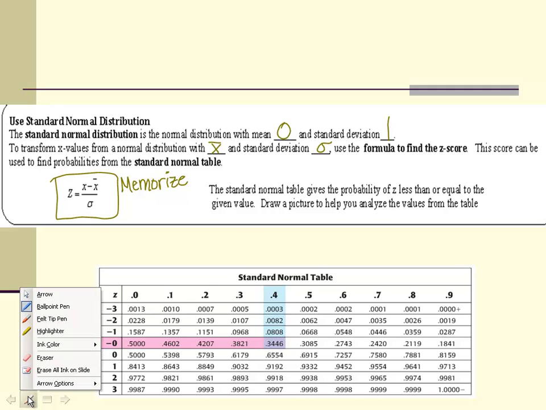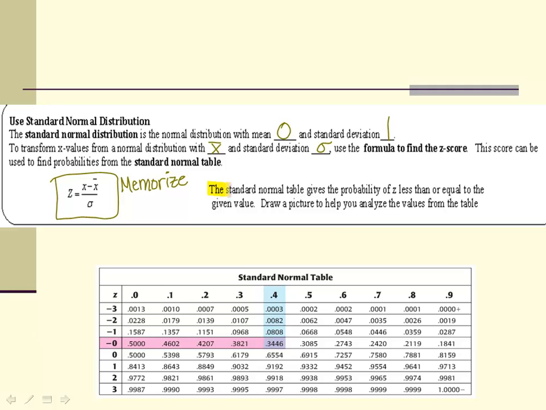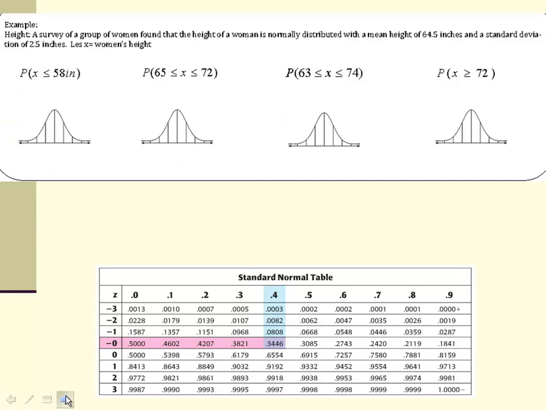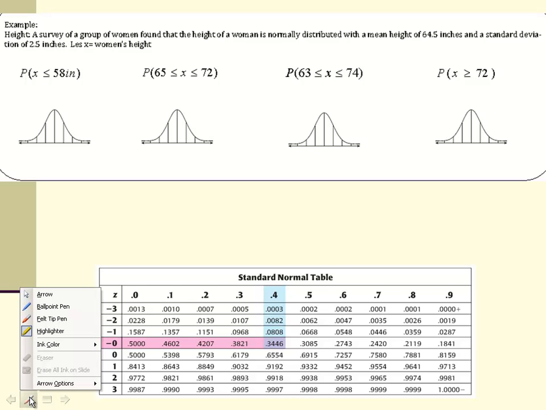So we're not going to draw a picture, but I'm going to highlight that last thing that I just said. The standard normal table gives a probability of z less than or equal to your value. Less than, the probability of it being less than or equal to the value that you want. Okay, so let's look here. So we've got a problem.